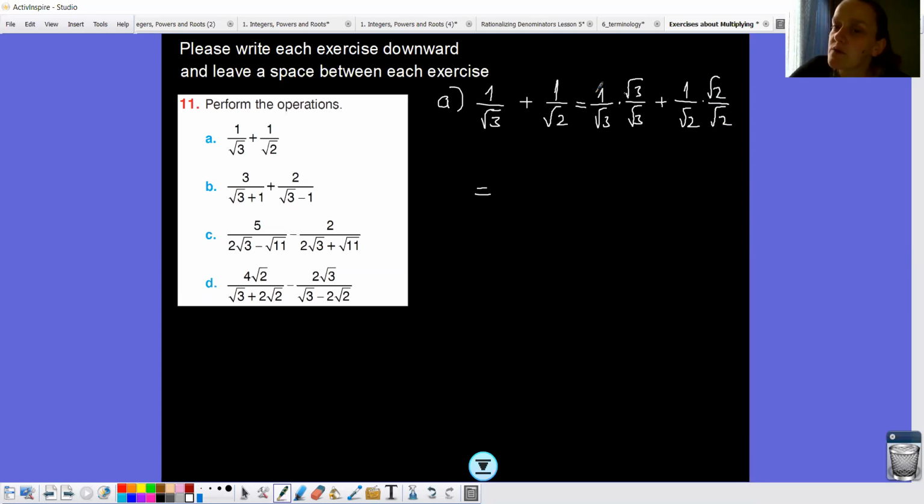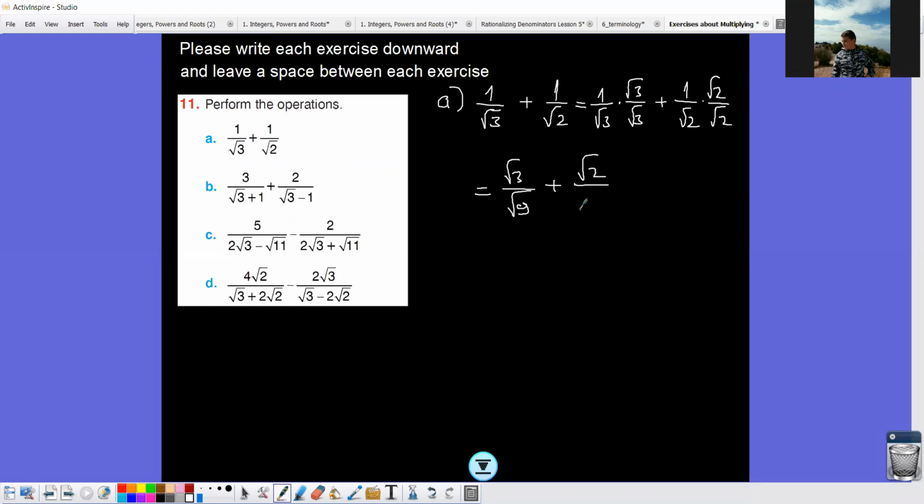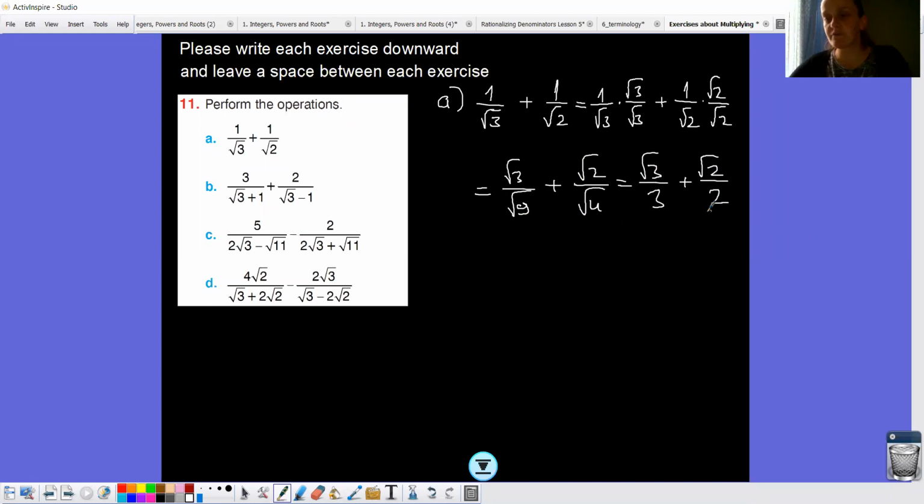Then what is here? 1 times root of 3, root of 3 over root of 3 squared, which is root of 9. Plus here I have root of 2 over root of 4. Then what do we have? Root of 3 over 3, what is root of 9? 3. Plus root of 2 over 2. So here, as you see now, we don't have radical expressions in the denominator.